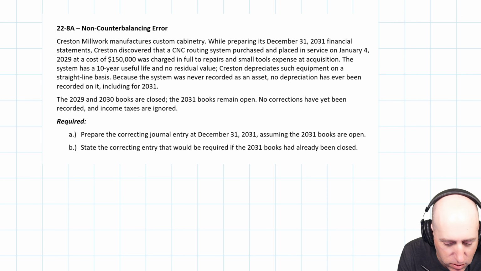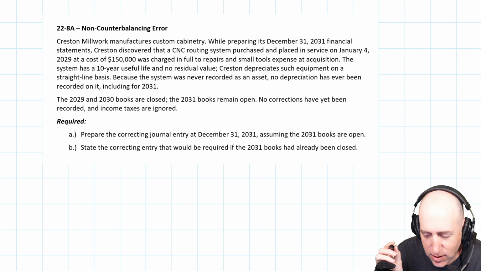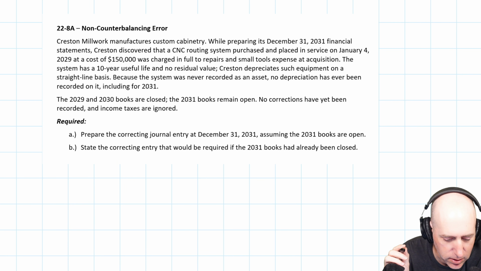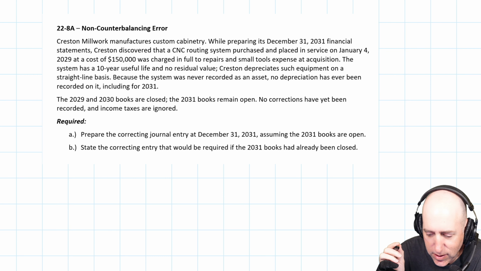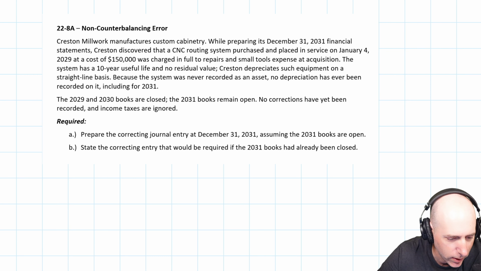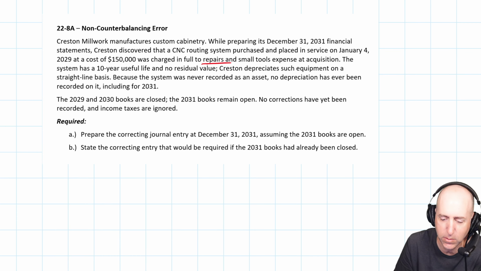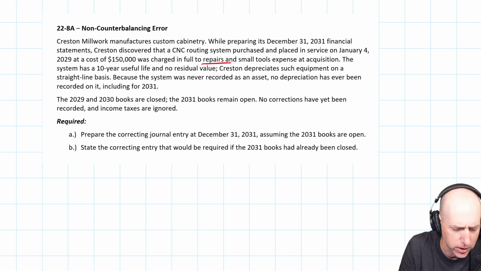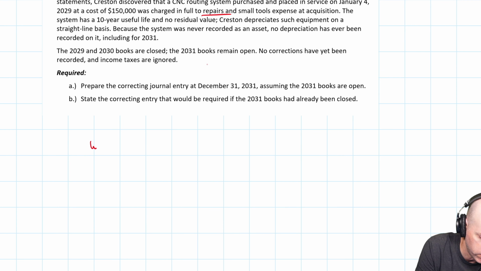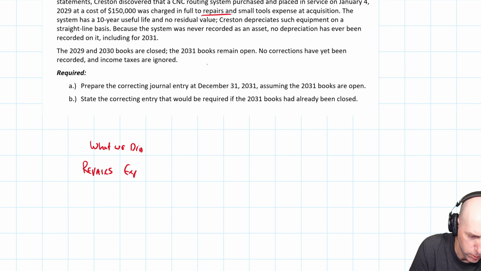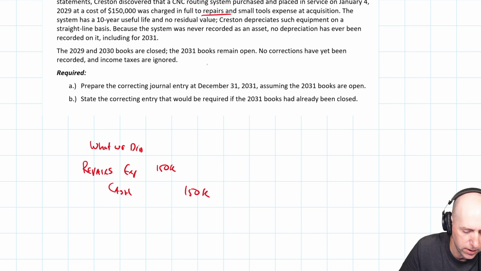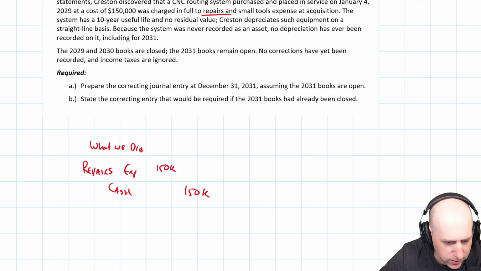Creston Millwork manufactures custom cabinetry. While preparing its December 31st, 2031 financials, Creston discovered that a CNC routing system purchased and placed in service on January 4th, 2029 at a cost of $150,000 was charged to repairs and small tools expense at acquisition. So, here's what we did. We debit, I'm just going to call it repairs expense for $150K, credit cash for $150K, and obviously that's a mistake, a very common mistake for us to be looking for.